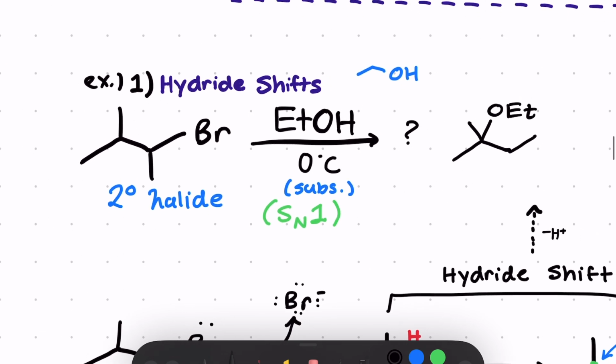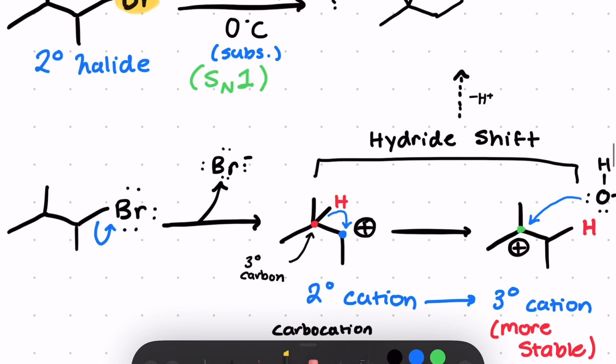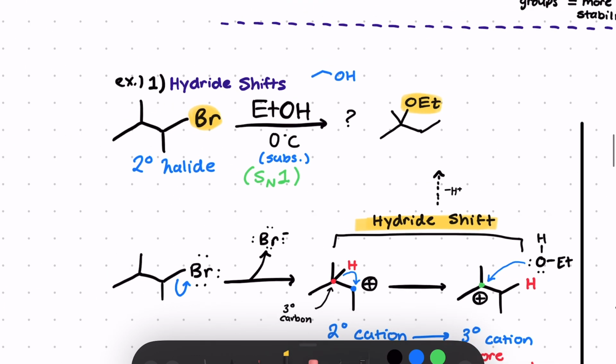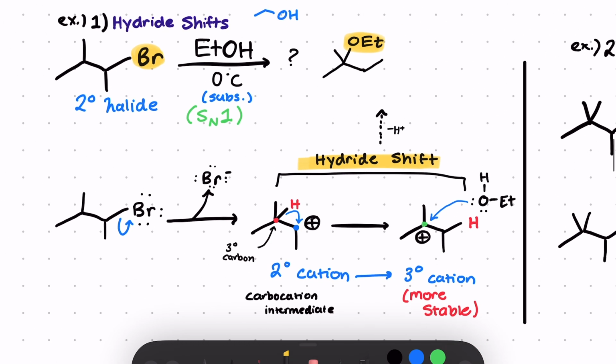Something that looks a little bit like that. And you'll recognize here that this ethoxy group is not on the same carbon as this bromine group. That's because we had this hydride shift that occurred in the middle of the mechanism. The molecule very briefly rearranged. So that is a hydride shift.